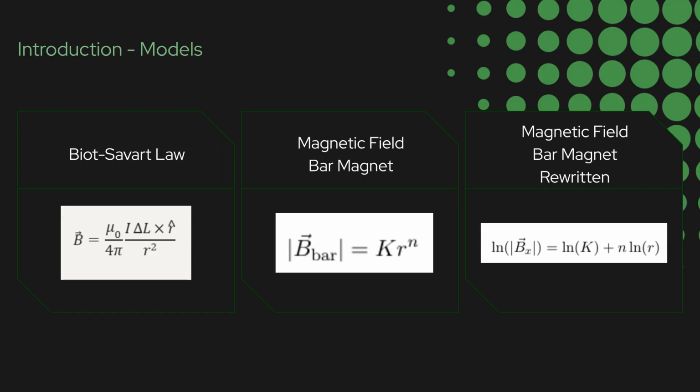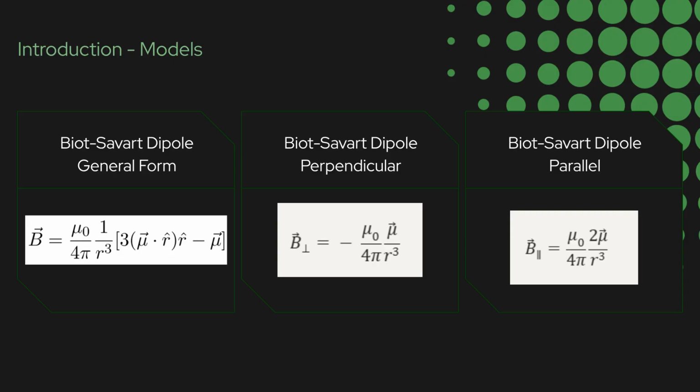Here we have Biot-Savart's law, where mu naught is the magnetic constant, and the magnetic field of a ball magnet, where k is a value of constant values, and it can also be rewritten using natural logs. We also have the Biot-Savart dipole general form, perpendicular form, and parallel form.